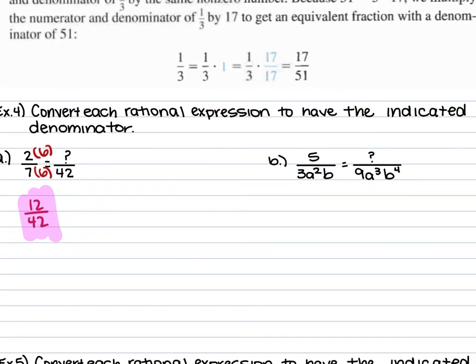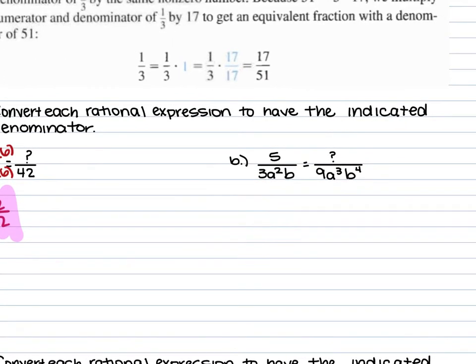For example B, we're given 5 over 3a squared b is equal to something over 9a cubed b to the 4th power. For this one, it's going to be a lot easier if you divide your two denominators to see what you're multiplying that 3a squared b by. You could do that, or you can tell yourself 3 times 3 is 9, so it's going to be a 3. Then a squared times what is a cubed? That's a. And b times b to the what power is b to the 4th power? That would be b cubed.